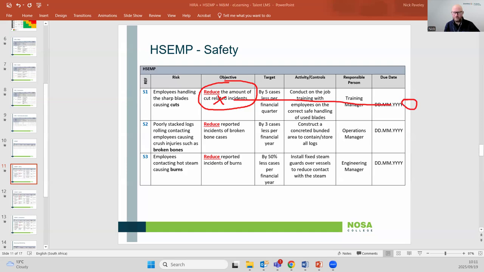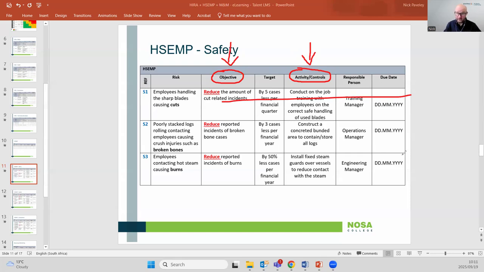Okay. So you must pay very close attention when setting your objectives, as well as what control measures you're going to implement. Because if you get either this column wrong or this column wrong, the entire SHEMP is awarded 0 marks, which is going to be very, very costly.